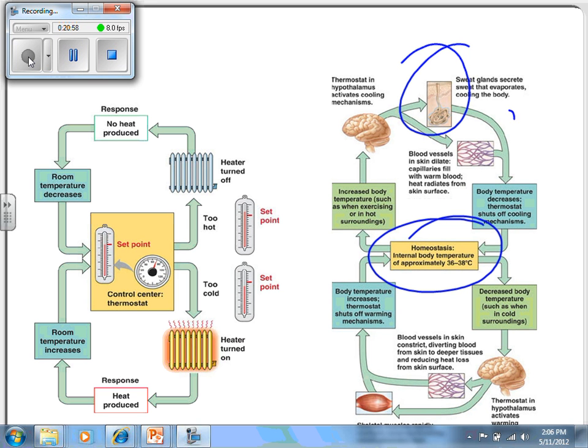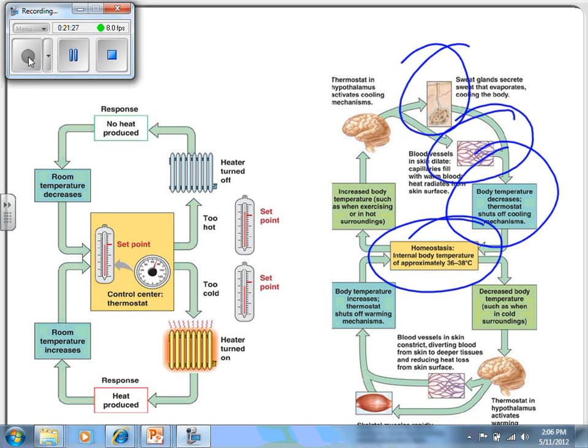Another response is to send messages to the blood vessels near the surface of your skin. If you're getting too hot, the message is to dilate those blood vessels, so that now there's more blood near the surface of your skin, which means it's easier for heat in that blood to do what? To leave. That's why people turn red when they get hot. It's a way to lose heat. So that starts to cool the body temperature off.